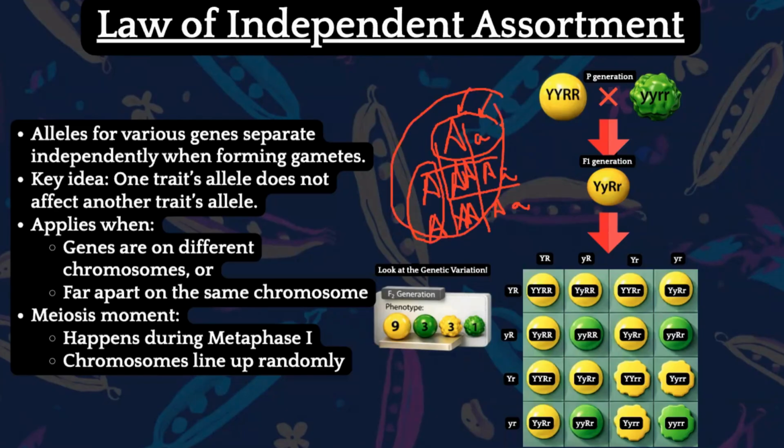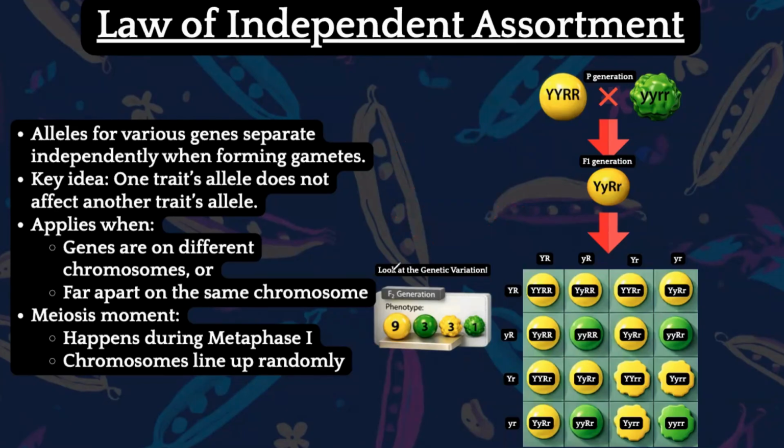Now, with the law of independent assortment, we have a dihybrid cross. Usually, if you see the word dihybrid, if you think of a hybrid car, it is sort of a mix between a gas and electrical vehicle. The same holds true with the idea of dihybrid crosses, where you have two separate pairs of alleles. And because you have two pairs, it's considered a dihybrid cross.